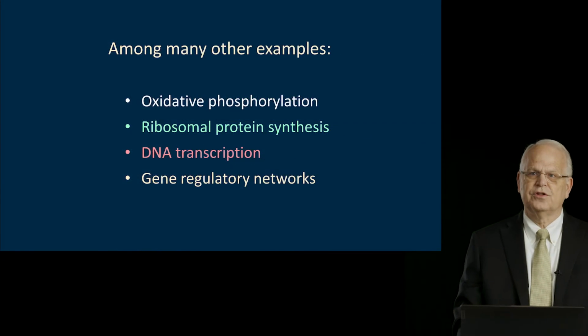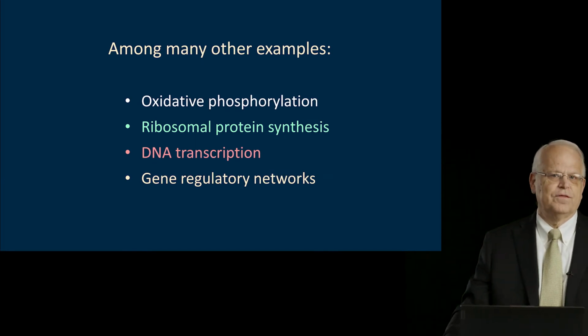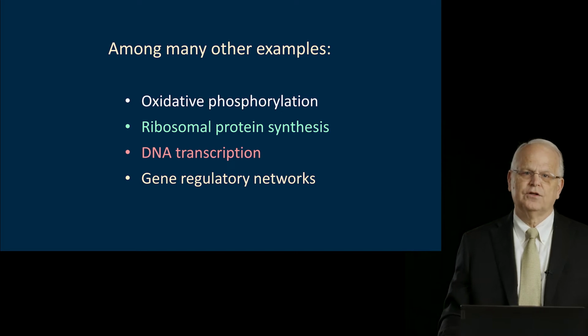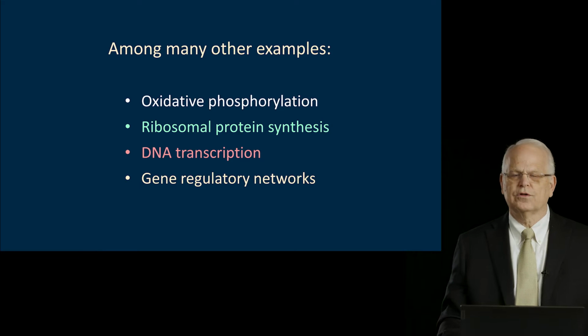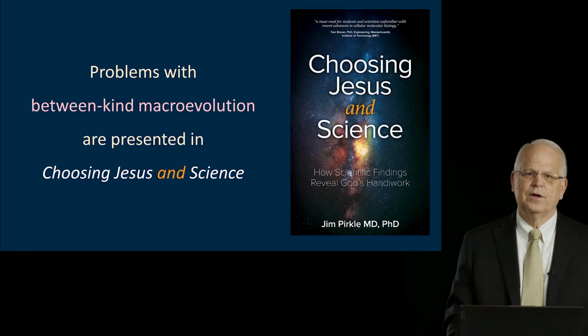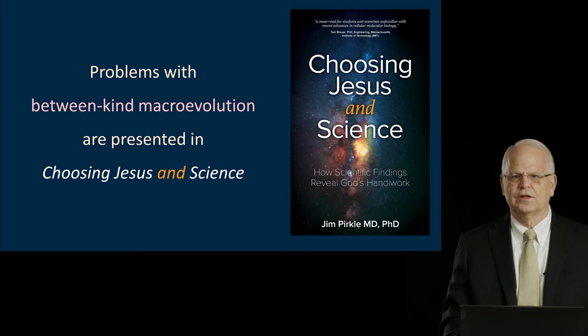Now these are just 2 examples. There are many other examples, including oxidative phosphorylation, the way we get energy in our body, ribosomal protein synthesis, the way that we actually make proteins in our body, DNA transcription, how we reproduce cells, gene regulatory networks, all are excellent examples, and there are many more. And these are detailed in my book, and like I said, I'm only popping off to deal with a couple of these as examples going by the way here.